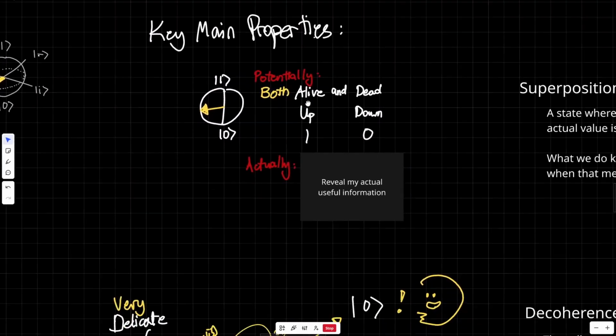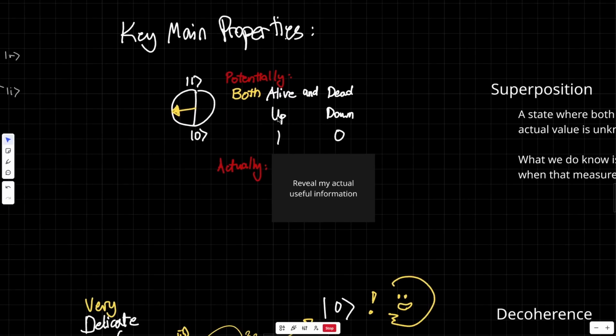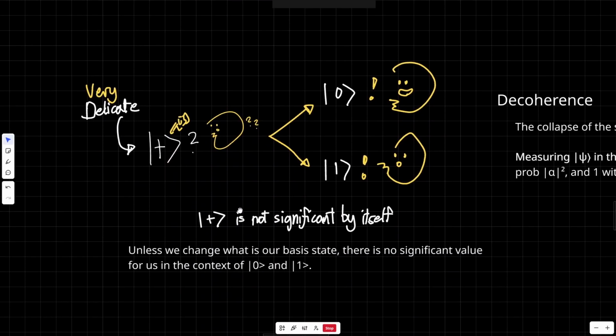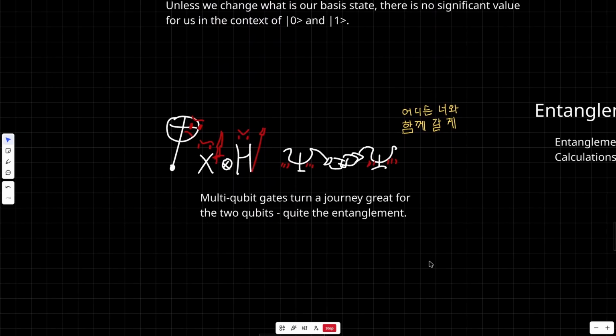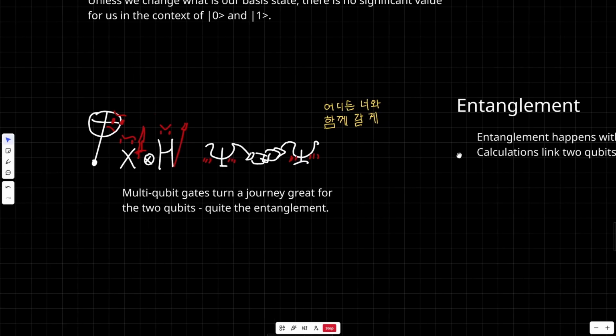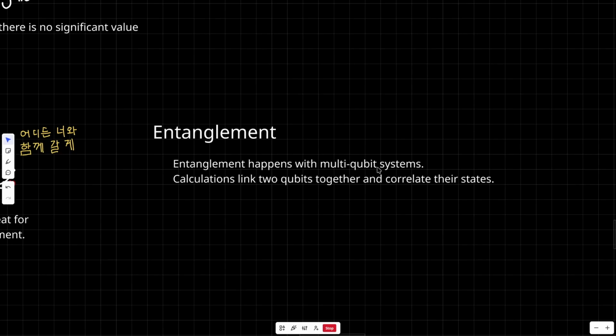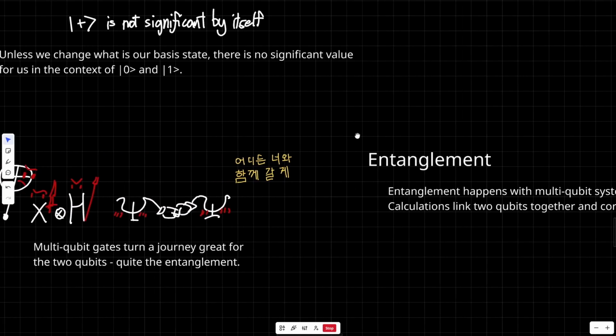Now, these two properties are present in single qubit applications, but for multi-qubit computing, there's a third property that's very useful, and that is entanglement. Basically, entanglement is useful when you want to spread some sort of operation across multiple qubits. Entanglement happens with multi-qubit systems. They link calculations across multiple qubits and correlate their states, basically.